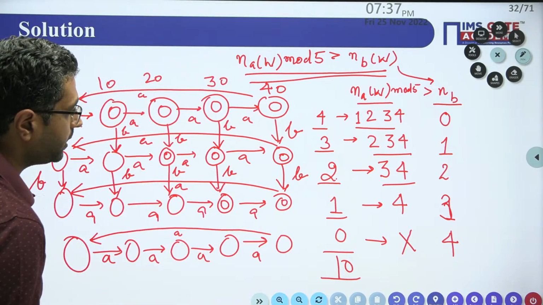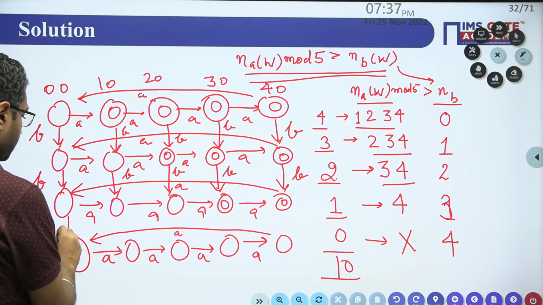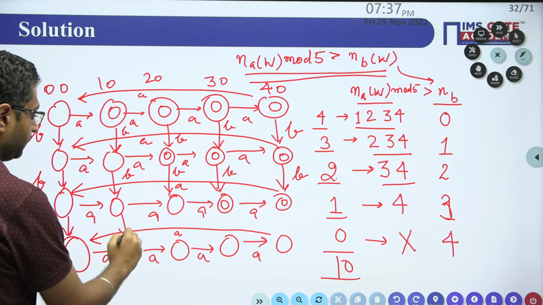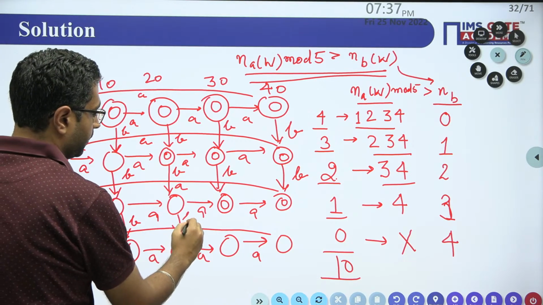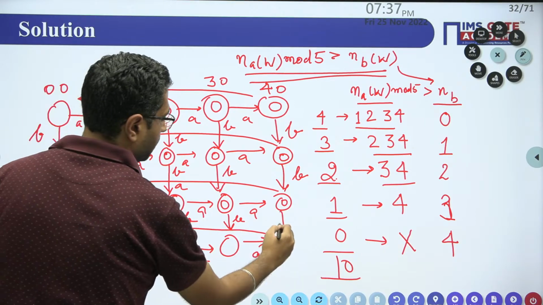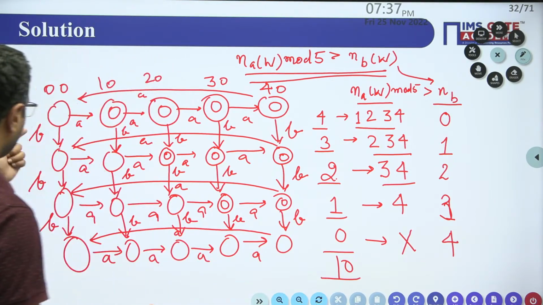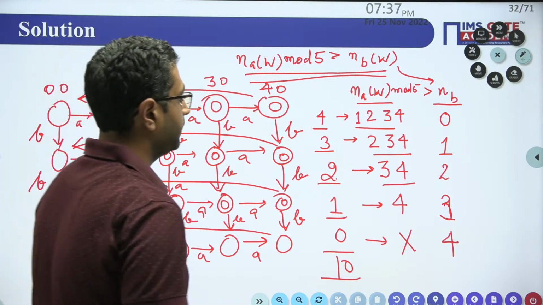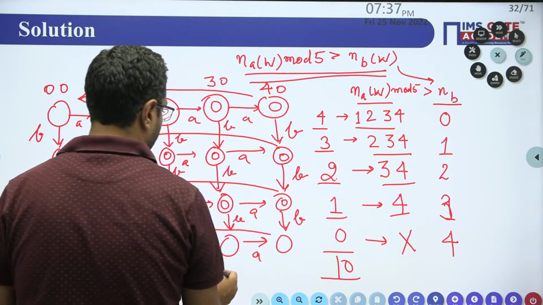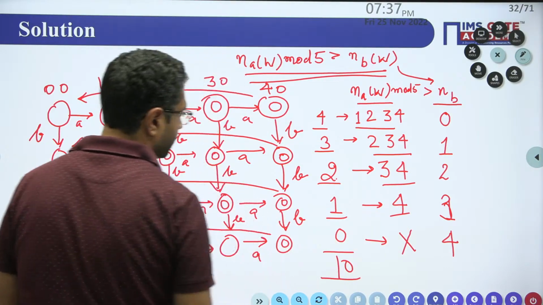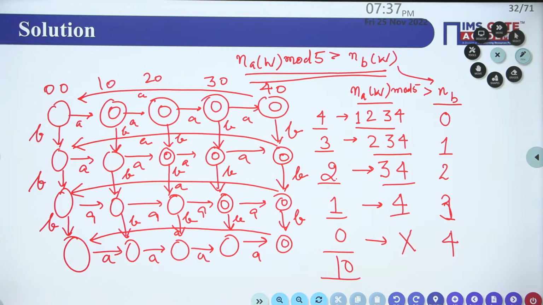And when the number of B's is 3, then only one state is final, which is 4. This is the final state. Now you see, when I increase the number of B's to 4, there is no final state. Therefore, I do not need to make any other grid now.